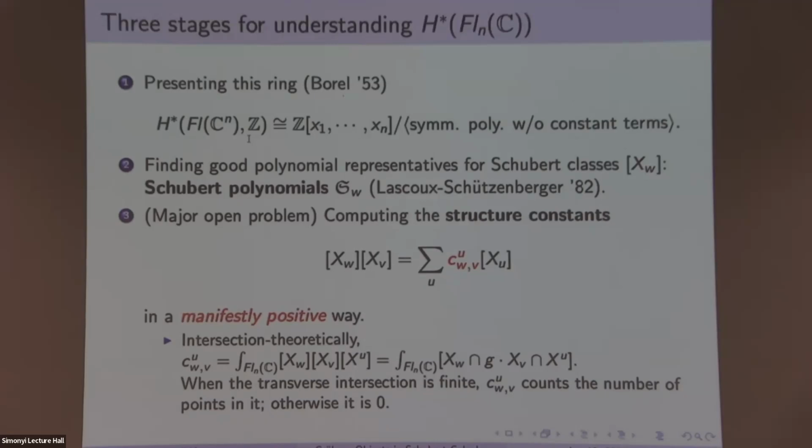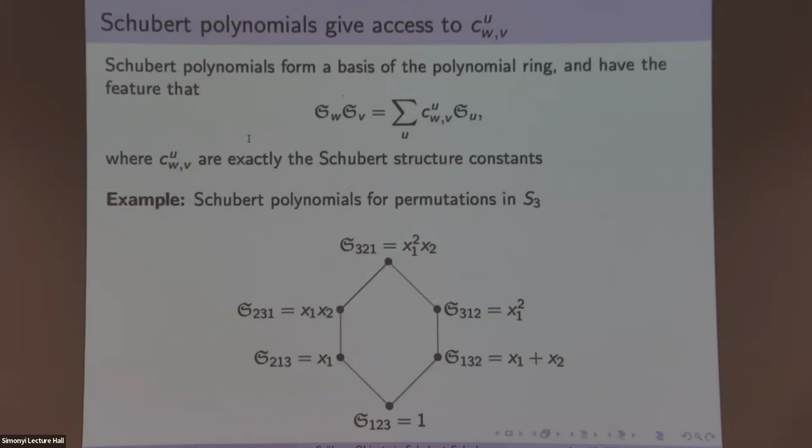Okay. And let me come back to Schubert polynomials. I said that Schubert polynomials are particularly good representatives. In what sense are they good? They're polynomials that form a basis of the polynomial ring. And they have the feature that when I multiply two Schubert polynomials, they recover these Schubert structure constants. Here I give you small examples of what these Schubert polynomials can look like.